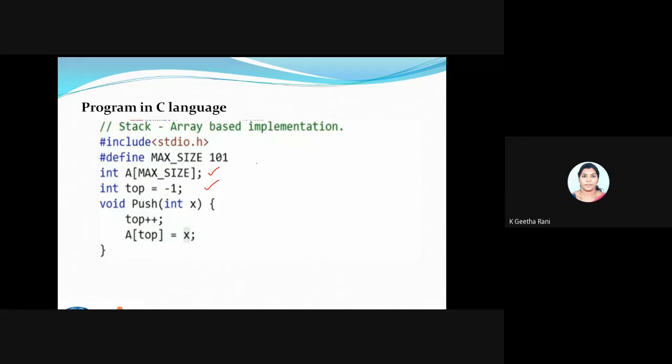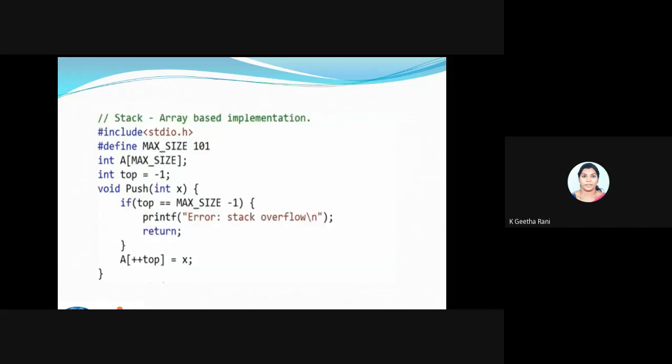Here I'm using a macro, #define MAX_SIZE, which I'm making 101. Now I'm performing the push operation. This push is exactly like this particular coding. I'm incrementing the top, and then putting the values at this particular top index. Before pushing the value, I have to check for a condition, so I'm going to insert an if condition here.